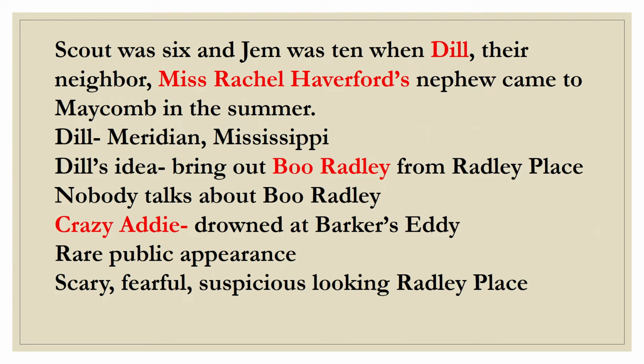The novel begins with Scout telling us about Jem breaking his left arm at the elbow when he was 13 years old. As usual, Dill, their friend, their neighbor Miss Rachel Haverford's nephew, had come to Maycomb in the summer. Dill used to live in Meridian, Mississippi, and he had come for the first time that summer to his aunt's place. This was the summer when Scout was 6 years old and Jem was 10 years old. And Dill was probably 7 or 8 years old.